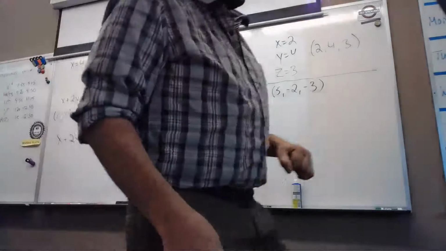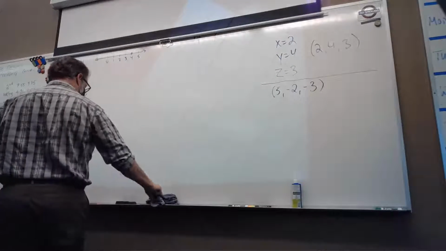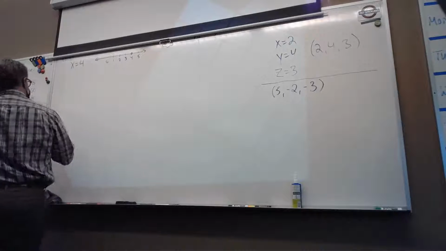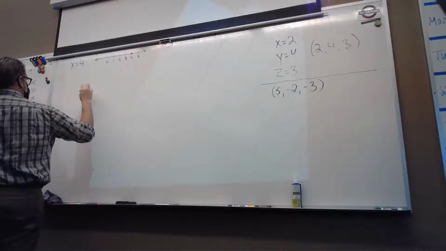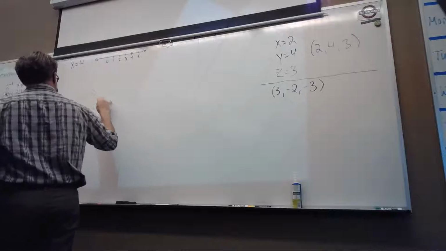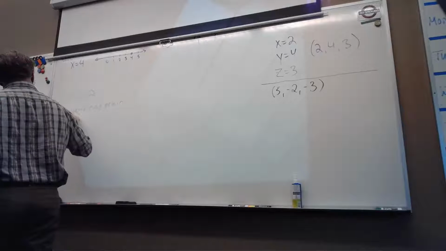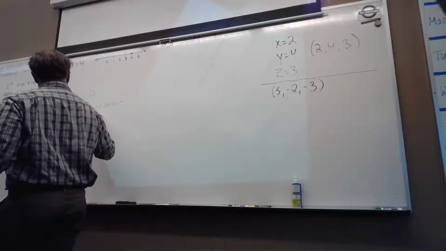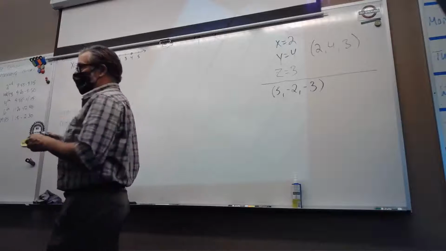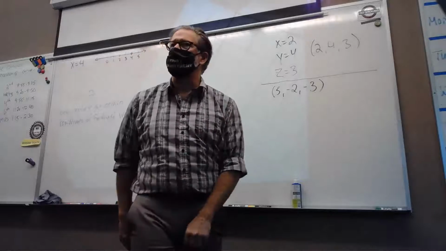Here's what I want you to build. I want you to build a 2 by 2 by 2 cube, with 1 vertex at the origin, and I want to know the coordinates of the furthest vertex from the origin. 2 by 2 by 2 cube, 1 vertex at the origin. I want to know the coordinates of the vertex furthest away from the origin.